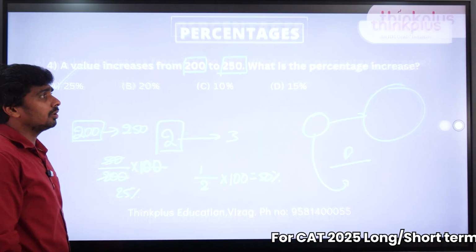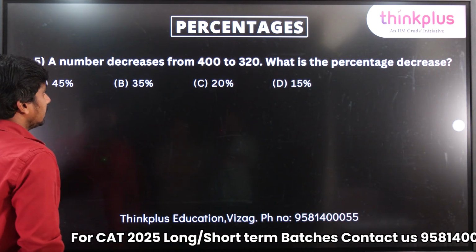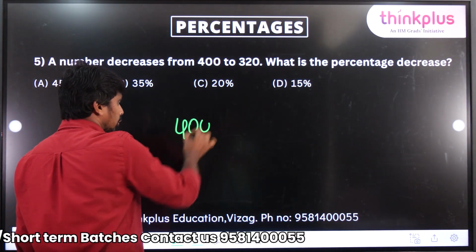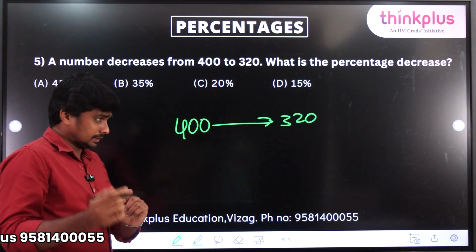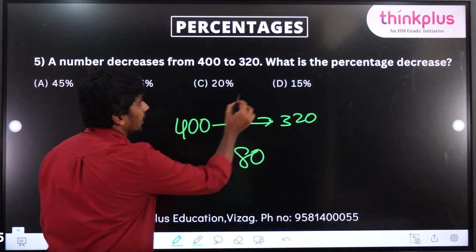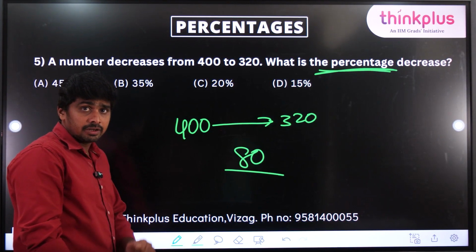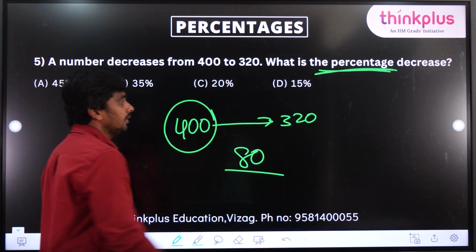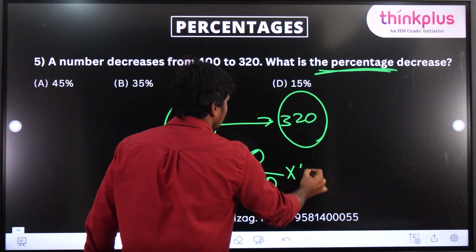Okay, keep practicing a lot of questions here. Let's see. Here a number decreases from 400 to 320. So this time I started with 400 rupees. At the end of the day, I got only 320. How much money is decreased? My answer is 80. But here they're asking percentage. So every time, as I mentioned, you should compare with the base value, from where you have started. We started from where? 400. Where did we arrive? 320. 80 by 400 into 100.